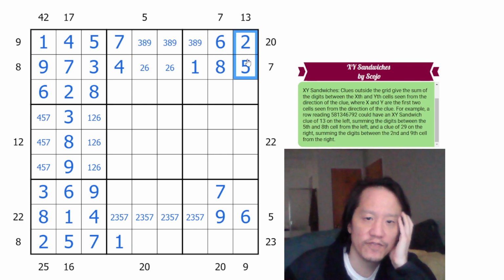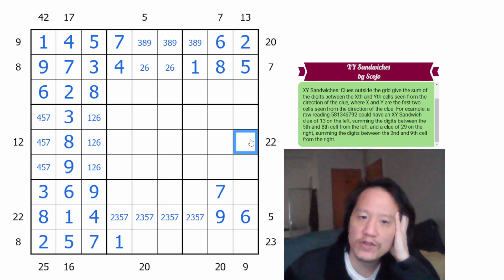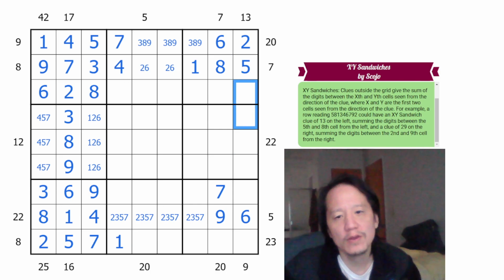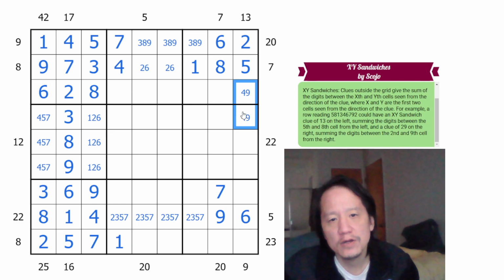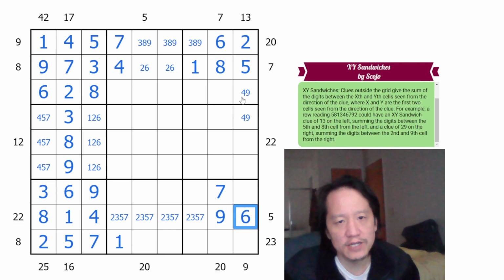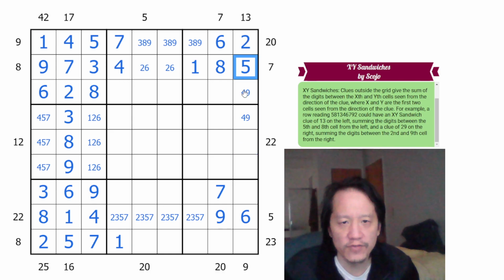Between the 2nd and the 5th adds up to 13. So this is either 4, 9, or it can't be 6, 7. So it has to be 4, 9 to add up to 13, because 5, 8 is ruled out because of the 5 here. This can't be 8 either because of that. We have 4, 9, 3, 9. This can't be 7. Where is the 7 in box 3? It has to be here. So that's 7. This is 3, 4, or 9.